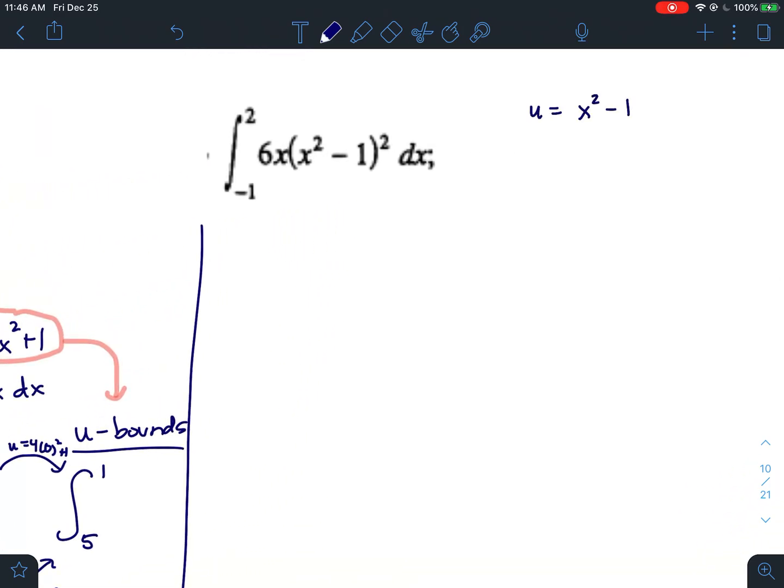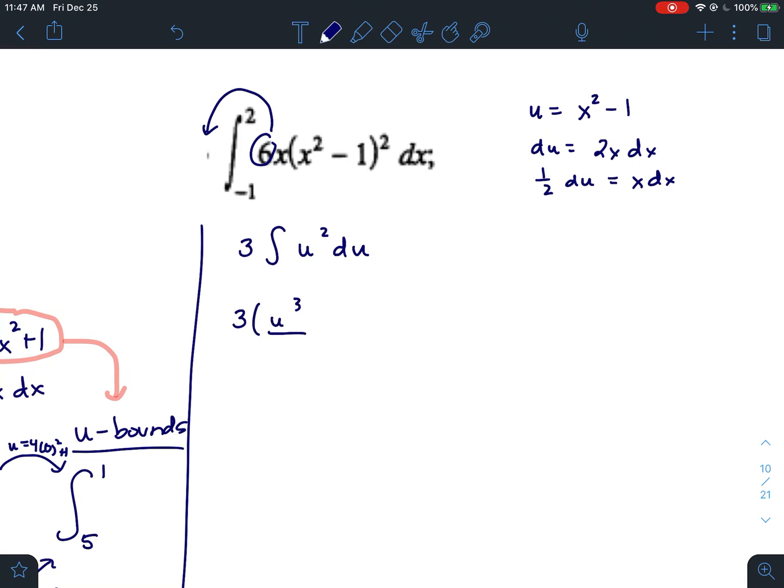We would let u be the inside function of x squared minus 1. So du would be the derivative of that, so 2x dx. There's no 2, so we're going to divide by it. I get 1/2 du equals x dx. And so I'm going to pull out that 6 and pull out the 1/2, and that would become 3, and then the integral of u squared du.